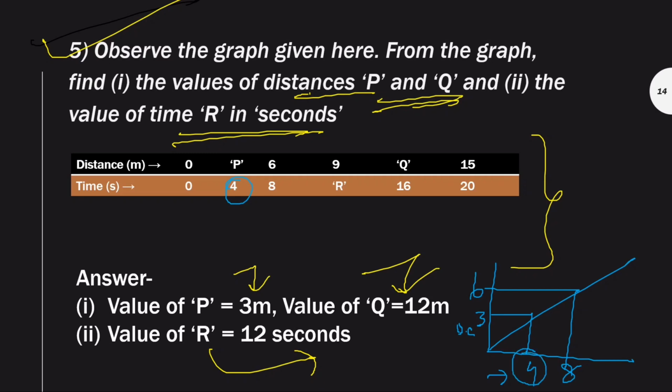So from here we can find out that when the time is 4, because this is the time and this is the distance covered, it is traveling 3. Similarly, from the graph you will also find Q, where the time will be 16. So Q will be traveling 12 meters. Clear, students? So like this, you can see the graph which is already present in your book and you can write the answer by seeing the graph. Clear?